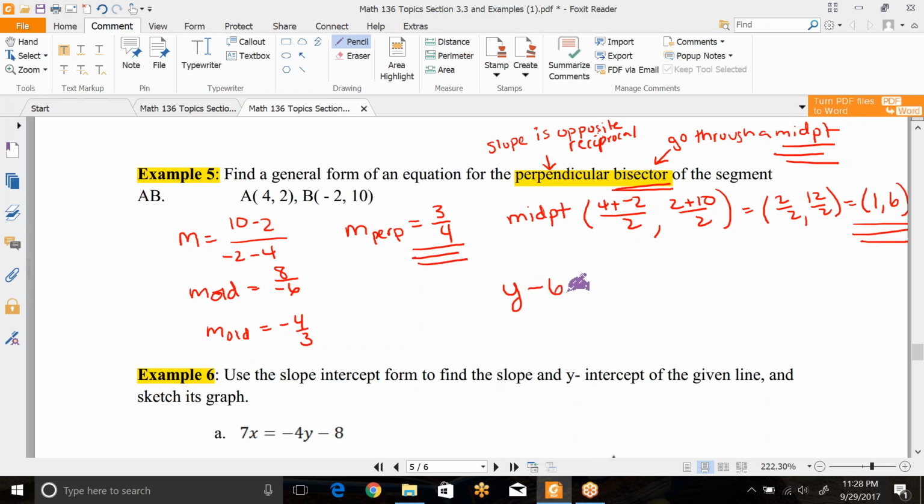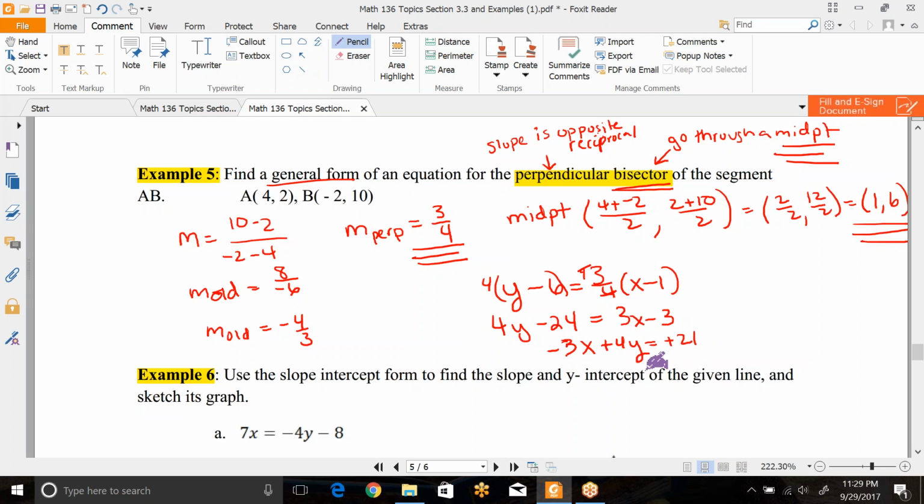So y minus 6 equals 3/4 times x minus 1. We multiply both sides by 4 to get rid of this denominator. So that would then be 3x minus 3. It does want general form, so we need to get x's and y's on the same side. So subtract the 3x over. So that would be negative 3x plus 4y. Add the 24 over to the negative 3. That would be positive 21.